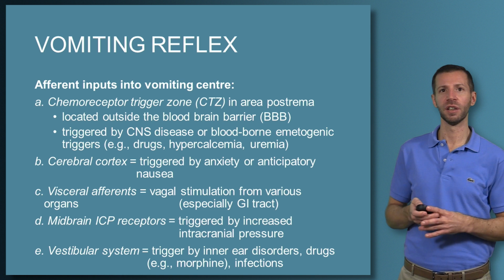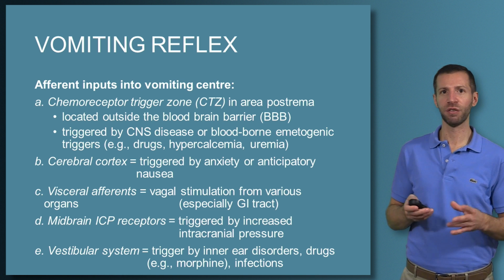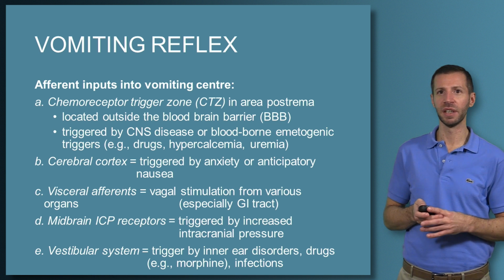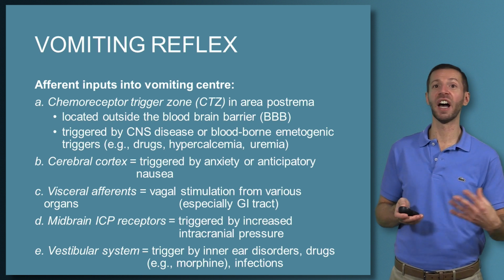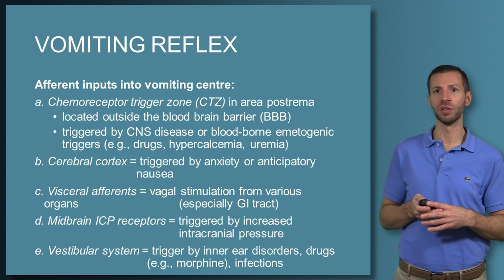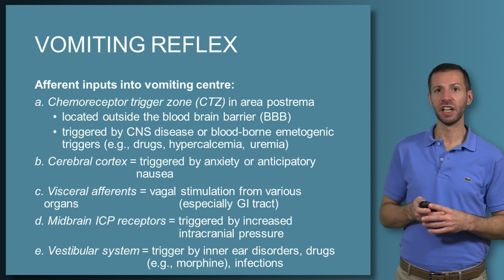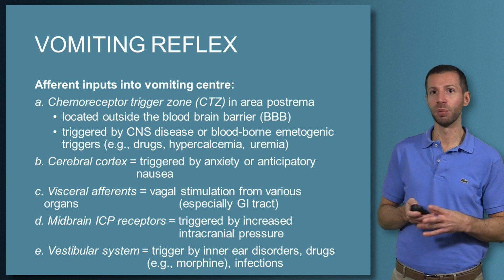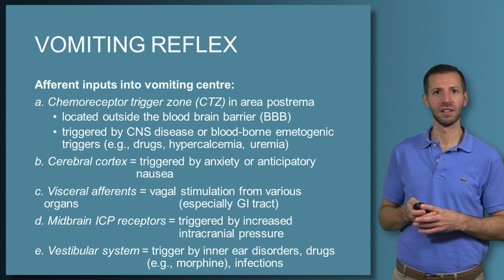The inputs into the vomiting center are all part of this vomiting reflex. The various afferent inputs include the chemoreceptor trigger zone, which you'll see commonly. This is located in the area referred to as the area postrema. This is important because it's located outside the blood-brain barrier. So it's able to sense things that aren't able to penetrate the blood-brain barrier. It can be triggered by things even within the CNS, but also by blood-borne things from outside the CNS. That can include things like drugs and metabolic and endocrine states.